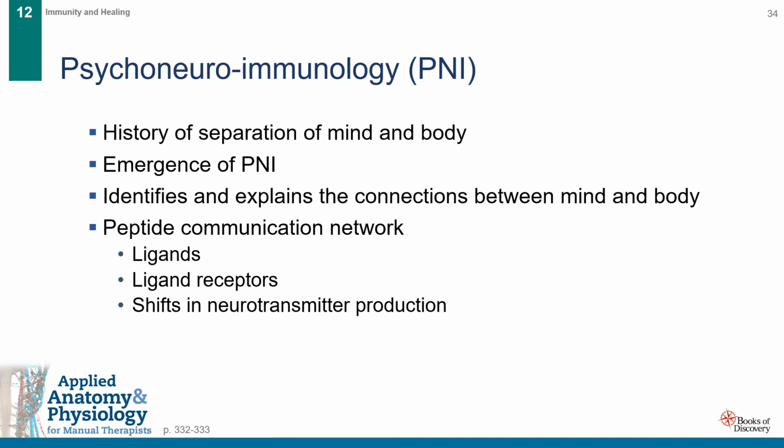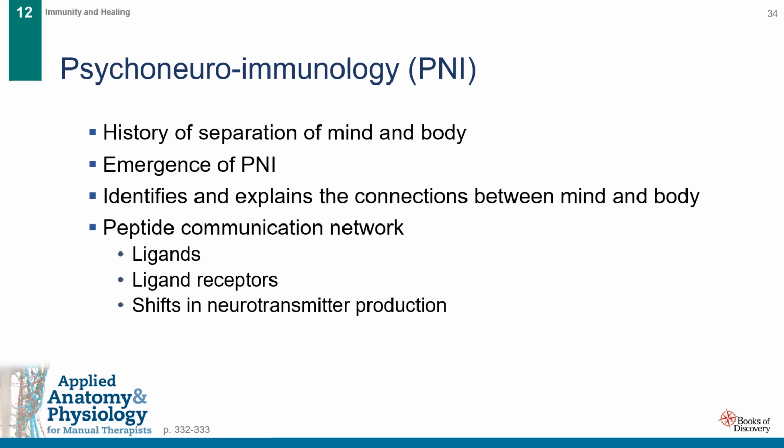So, by exploring the chemical and energetic links between the brain, digestive system, endocrine glands, and immune cells, PNI researchers have clearly described two body-wide communication networks. One network is the autonomic nervous system, and the other is the vast chemical network of peptides, or the information molecules. So, let's consider the peptide communication network, which consists of ligands, ligand receptors, and shifts in neurotransmitter production.